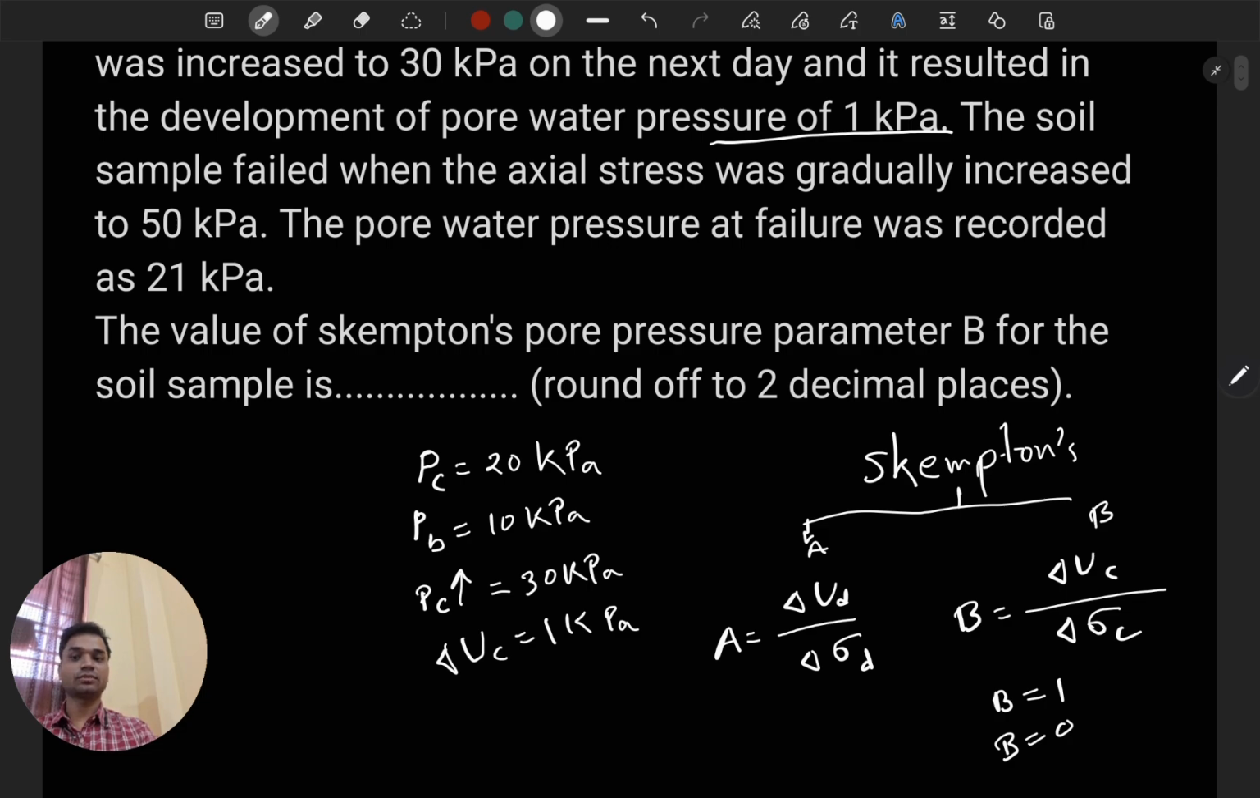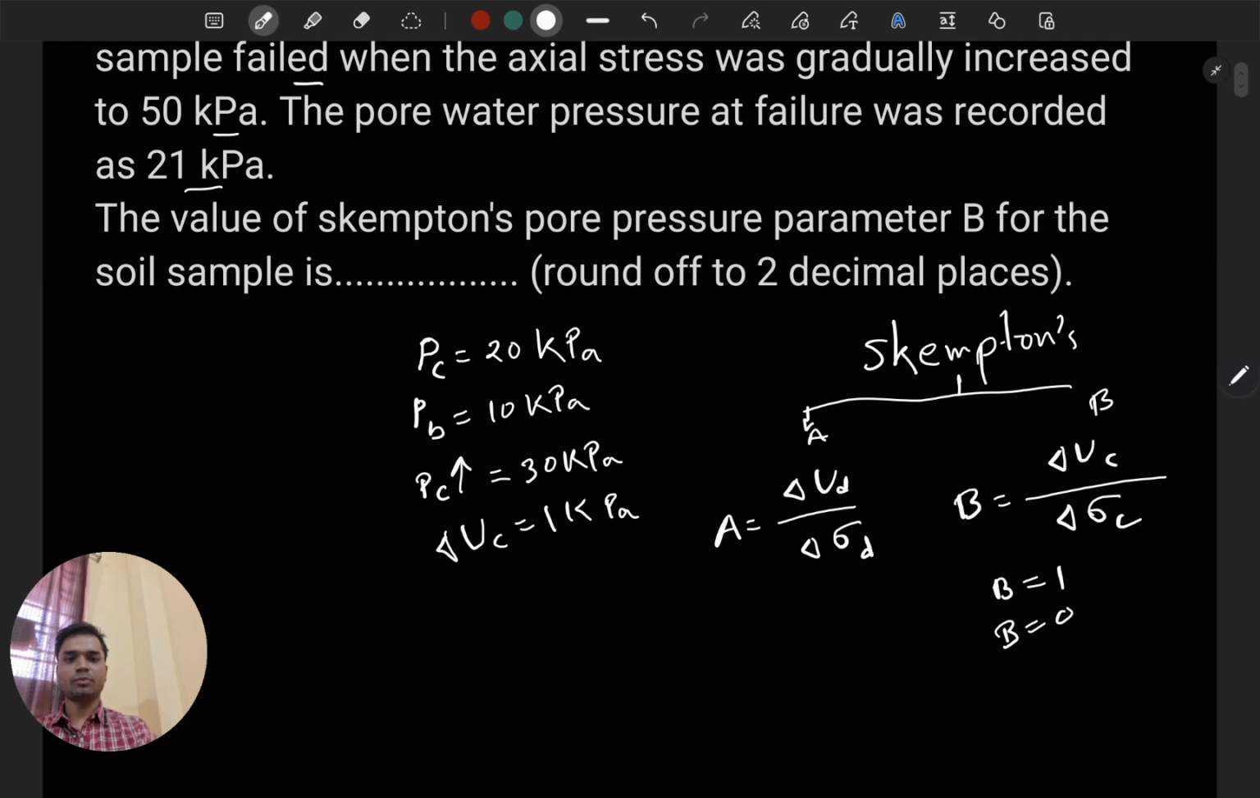The pore water pressure at failure was recorded as 21. During failure, both of these terms were increased up to failure. This one is also for the failure stress. This is for the pore water pressure at failure. For the case of Skempton parameter B, we can write from this equation.